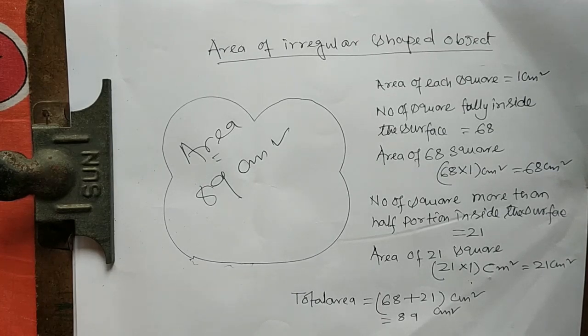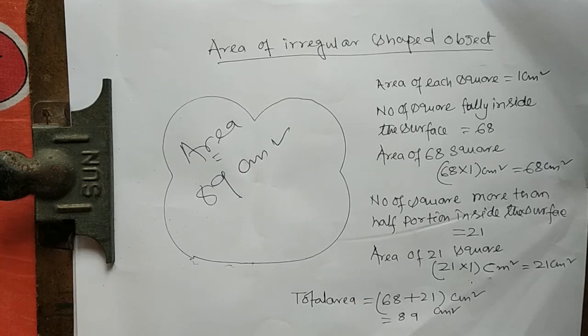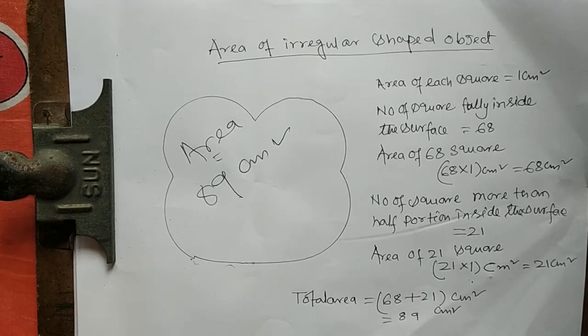In a similar way, we can find the area of any leaf of a tree. If you take a leaf and find its area with the help of a graph, then you can understand how the area can be calculated if the shape is irregular. Clear? Okay, I think your doubt is completed.